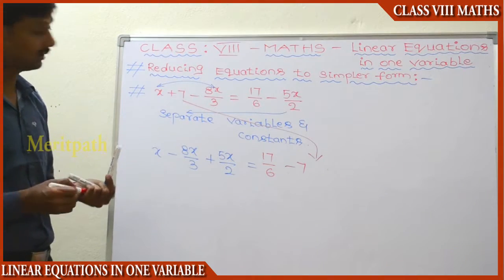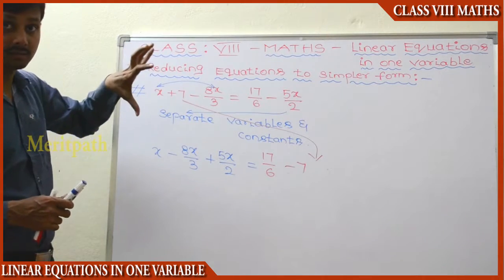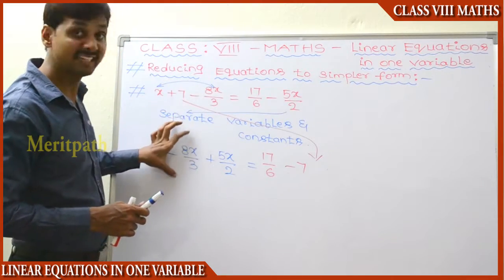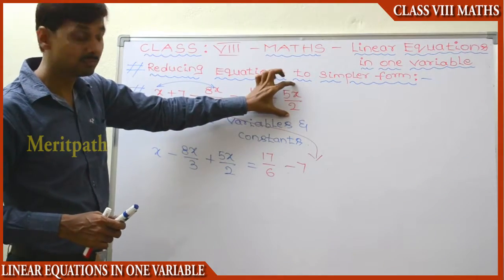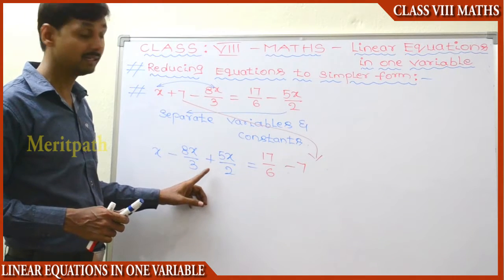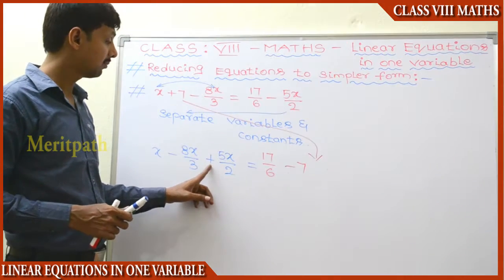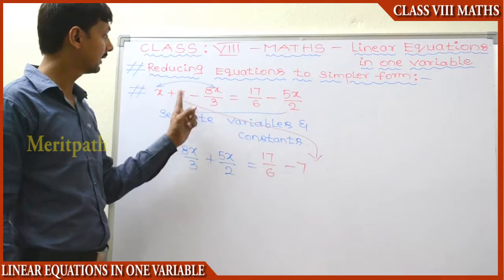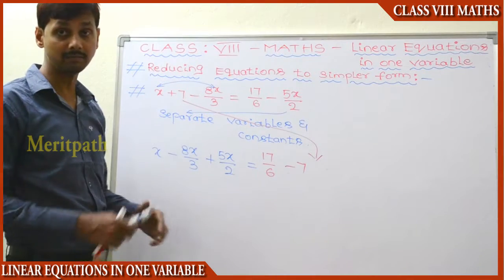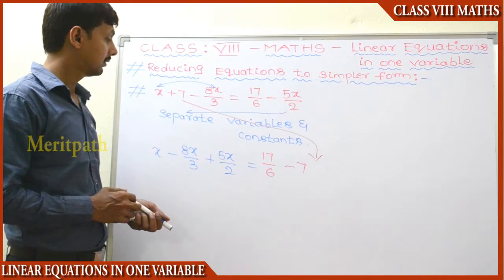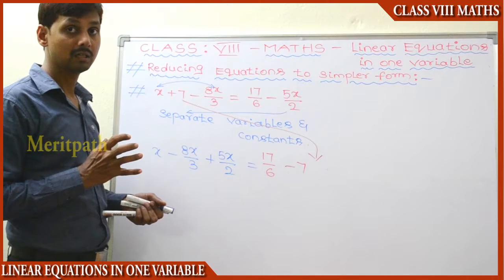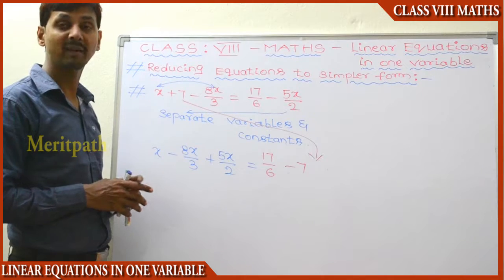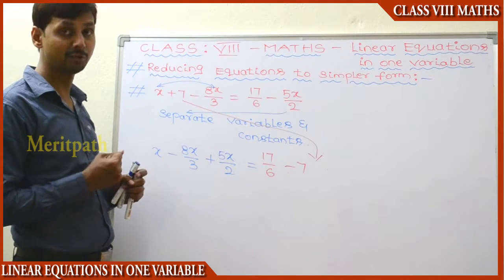So what we understood here is we took all the variables to one side of the equation, that is x minus 8x by 3, and minus 5x by 2 taken to the left hand side becomes plus 5x by 2, and we have to take the 17 by 6 and plus 7 changes to minus 7. So to solve this equation, let us follow the rule of taking all the denominators equal. Then we can simplify the numerators.